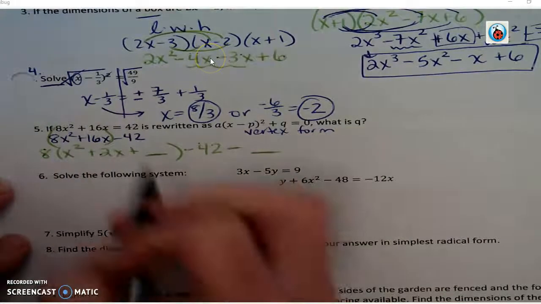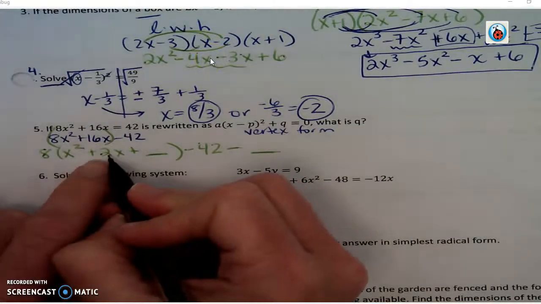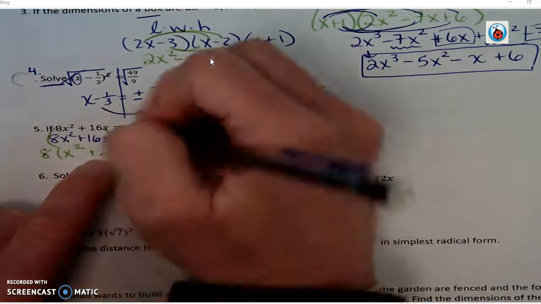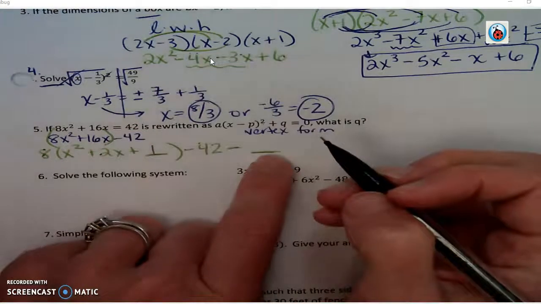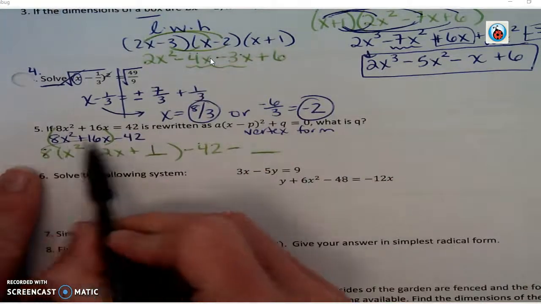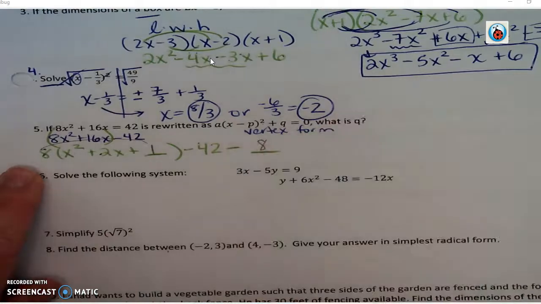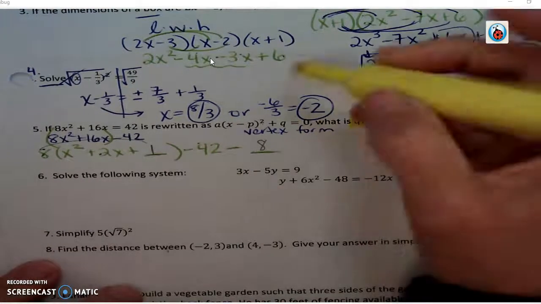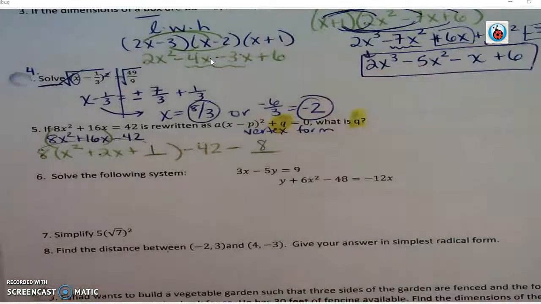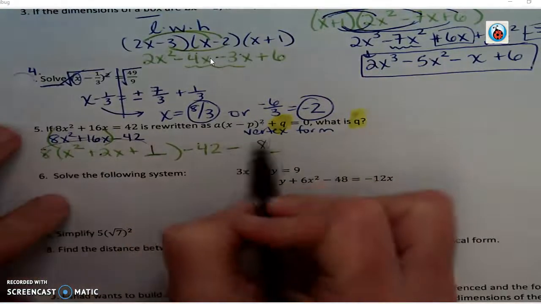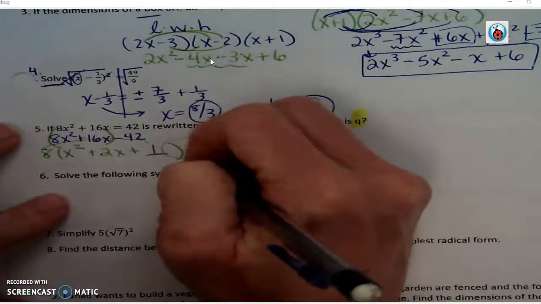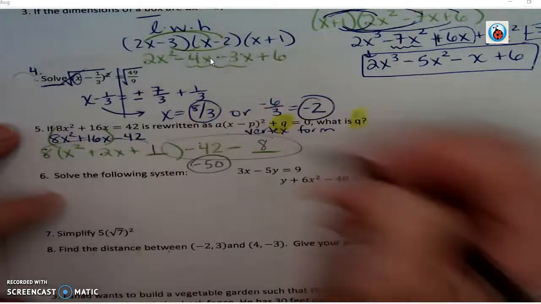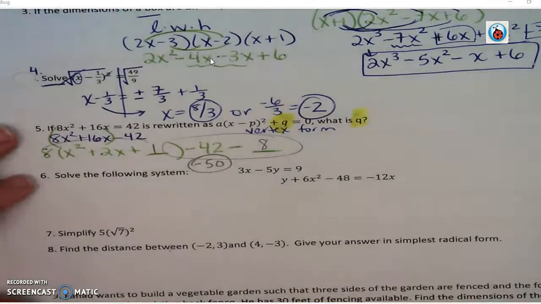To get the number that goes in the blank, you take half of b and square it. So half of 2 is 1. 1 squared is 1. To get the number that goes in this blank, you have to multiply 8 times 1, which is 8. The question was asking for q. Q is the number outside of the parentheses. So you need to put these two together, which gives you negative 50. So your answer is negative 50.